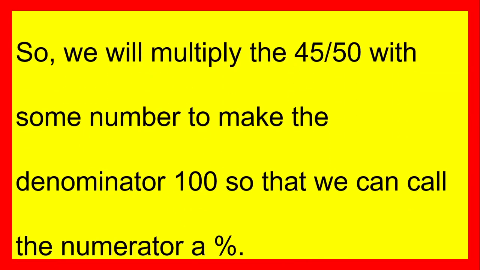So we will multiply this fraction 45 divided by 50 with some number to make the denominator 100, so that we can call the numerator a percent. We have just learned that if the denominator of a fraction is 100, we simply put the percent sign with the numerator and we call that numerator a percent. But in this fraction, the denominator is 50. We want to make it 100.